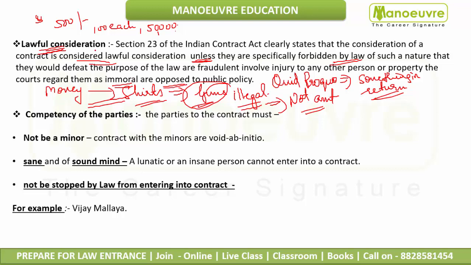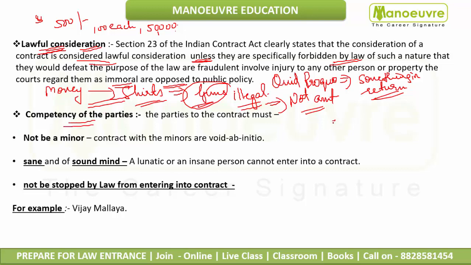Correct? So these are the foremost things that you should know about what a lawful consideration is. First, for that you should know what a consideration is, and then how it can be lawful. So one of the most important topics among the essentials is that it should be a lawful consideration. The next is competency of the parties.